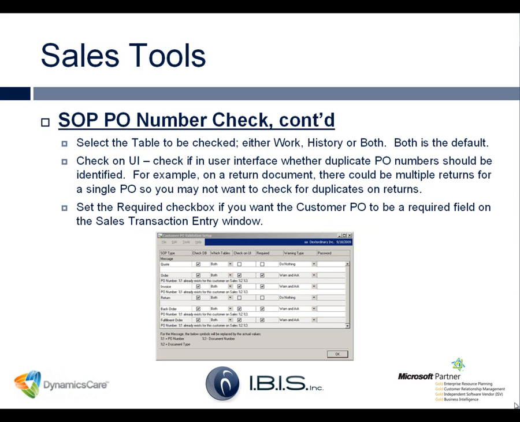That is the default. The next column over in the screenshot is check on UI, the user interface. So if in the user interface you want the system to check whether duplicate PO numbers should be identified, you can do that. But as an example, on a return document, you could have multiple returns for a single PO, so you may not want to check for duplicates on returns. You can set the required checkbox. If you want the customer PO number to be a required field on the sales transaction entry window, you can check that box.